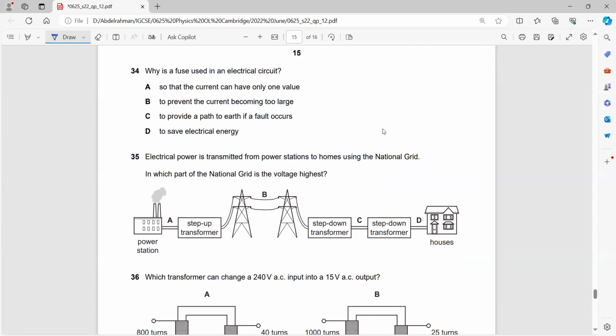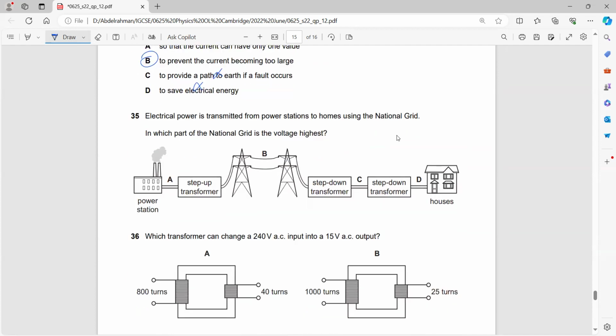Why is a fuse used in an electrical circuit? To save energy? No. To provide a path for the earth? Nope. To prevent the current from becoming too large? This is correct. Electrical power is transmitted. Which part of the national grid is the voltage the highest? The highest voltage would be in B. After the step-up transformer, the voltage has increased.